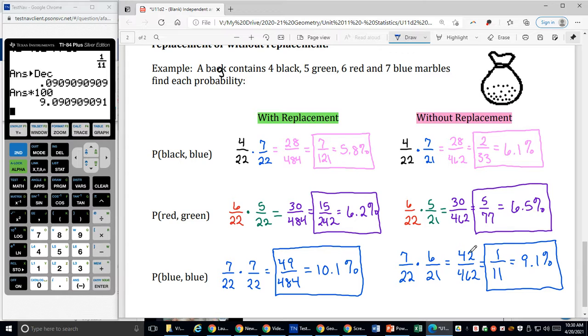Okay? All right, hopefully your understanding of with replacement and without replacement is a good one. If not, make sure you're asking your teacher during Zoom or after Zoom if you're in person, or if you're not, during your tutoring time.